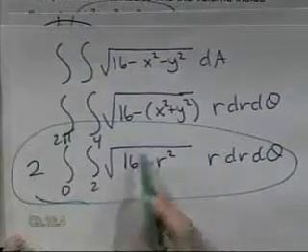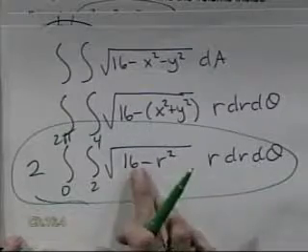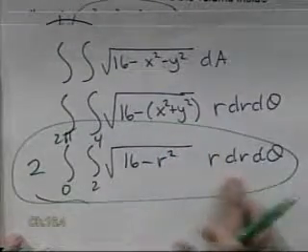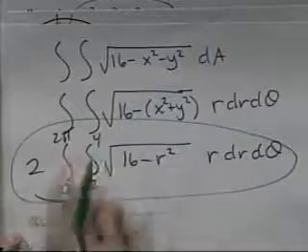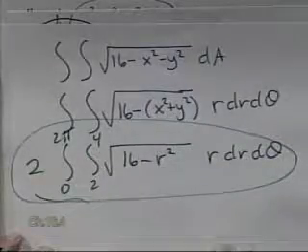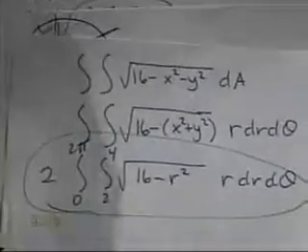Because look here, if you let your u be 16 minus r squared, you have a u to the 1/2. There's your du right there. You end up getting this lovely number for the inner integral, so it's not hard at all. It's just that you're getting tired of listening to me, so I'm not going to do it.